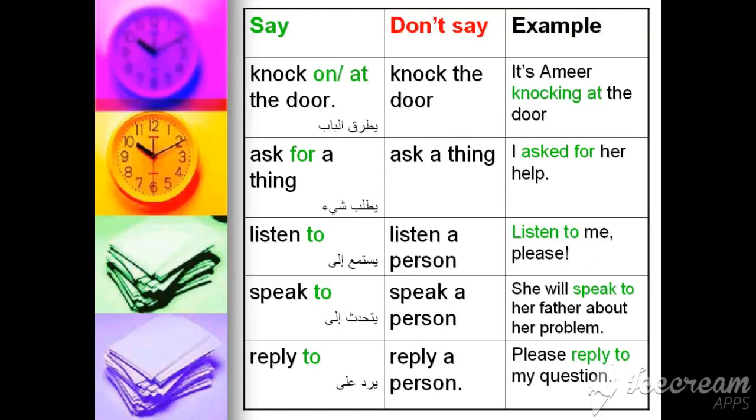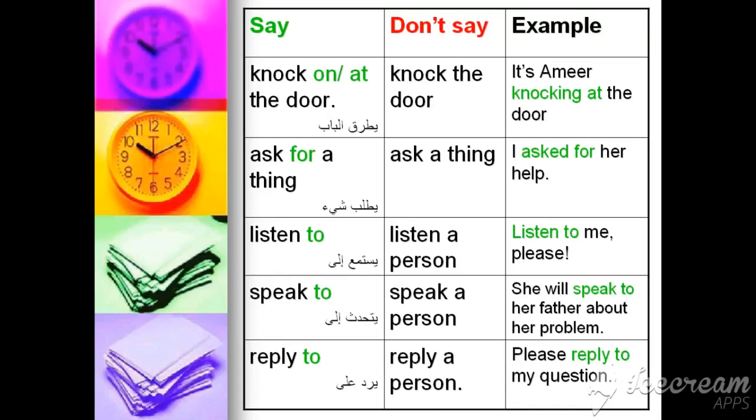We listen to, not we listen a person. We say listen to a person, not listen a person. يعني يستمع إلى. The preposition that we have to use here is to. Example, listen to me, please, not listen me.